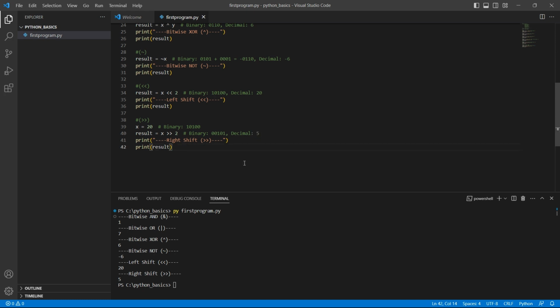There are membership and identity operators as well. We'll see them later in the course.